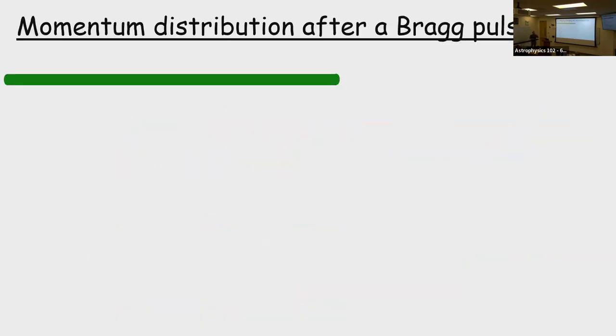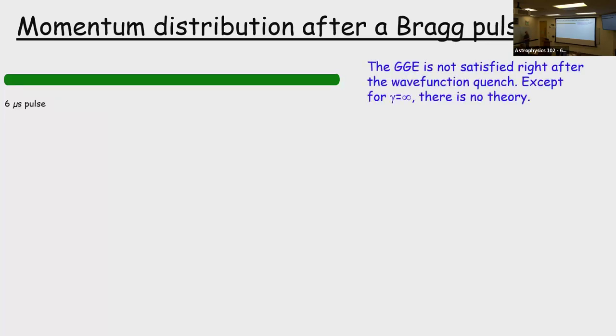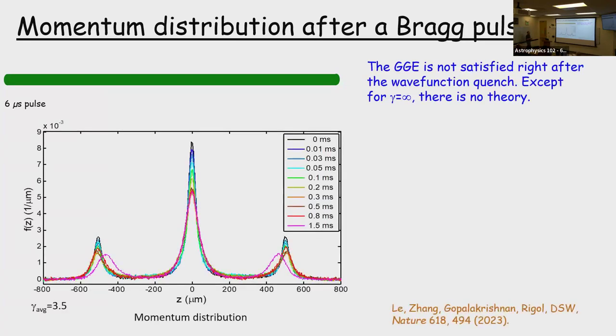Okay, so GHT works. Because we're good experimentalists, the next thing to do is to make it not work, see what we can do to break it. So the way we do it is we do a wave function quench. We pulse on a Bragg pulse beam, which right after that, because you get an oscillation of the distribution, the generalized Gibbs ensemble is not satisfied. In fact, there's no way to do the theory for what's going on over there except for in this punctured array. And what we see is this.